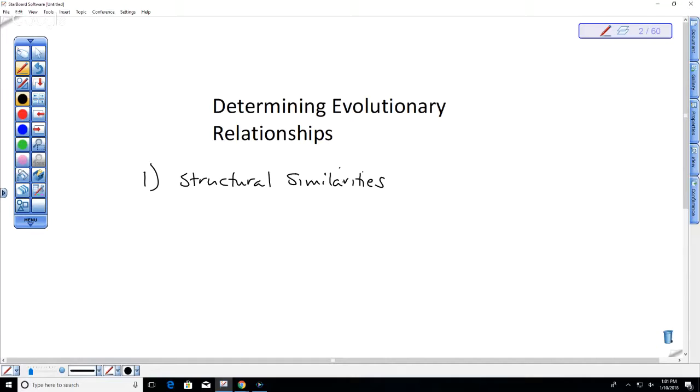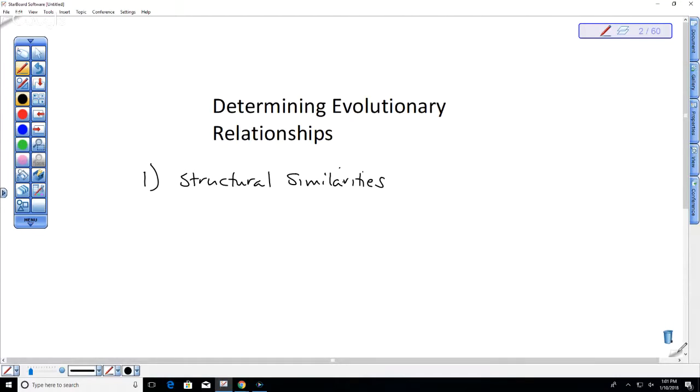In damselflies, it's the same thing. They look at the structure of the penis in a damselfly or a dragonfly, and they compare it across different groups to see how similar it is. Okay? Now, there's a problem with looking at structural similarities alone.